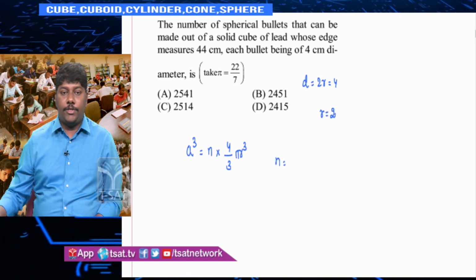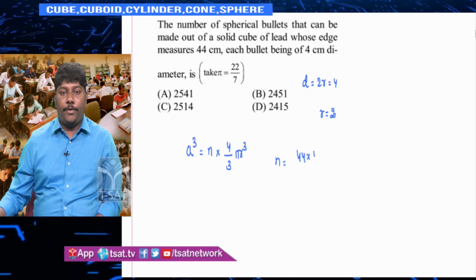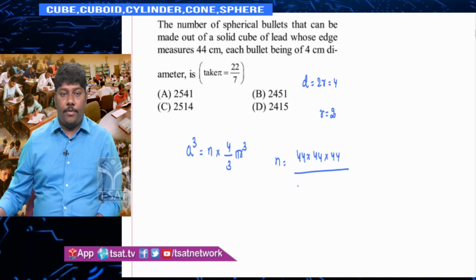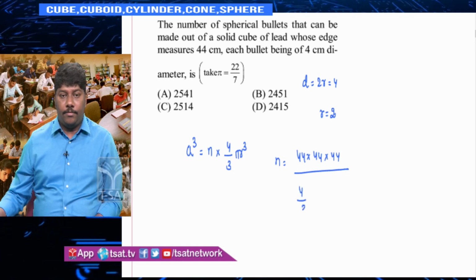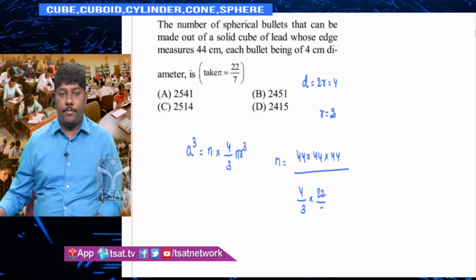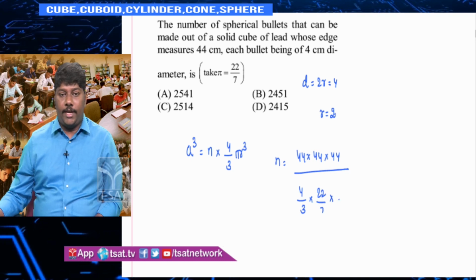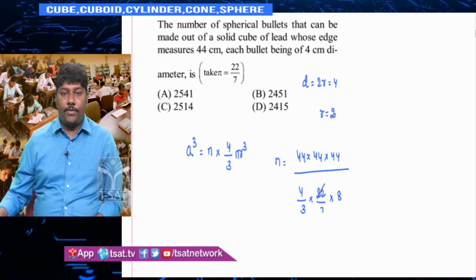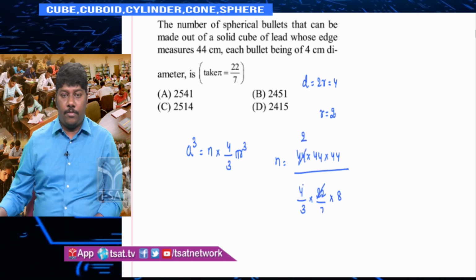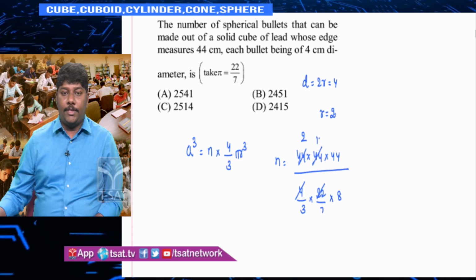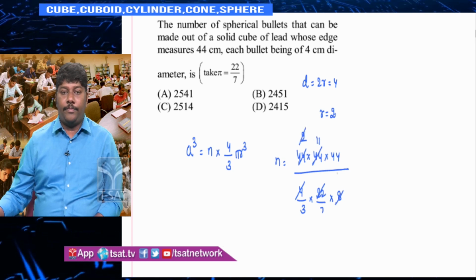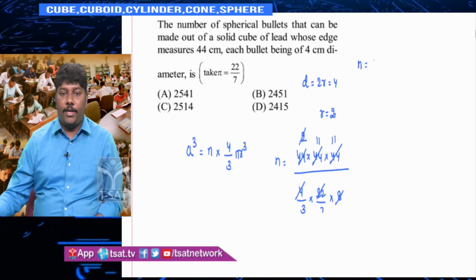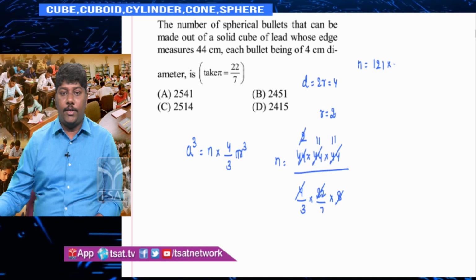So, n is equal to 44 into 44 into 44 divided by 4 by 3 into 22 by 7 into 2 cube, which is just 8. Then cancel: 22 ones are, 22 twos are, 4 ones are, 4 11s are, 2 ones are, 2 fours are, again 4 ones are, 4 11s are. So, you are getting n value as 121 into another 21.